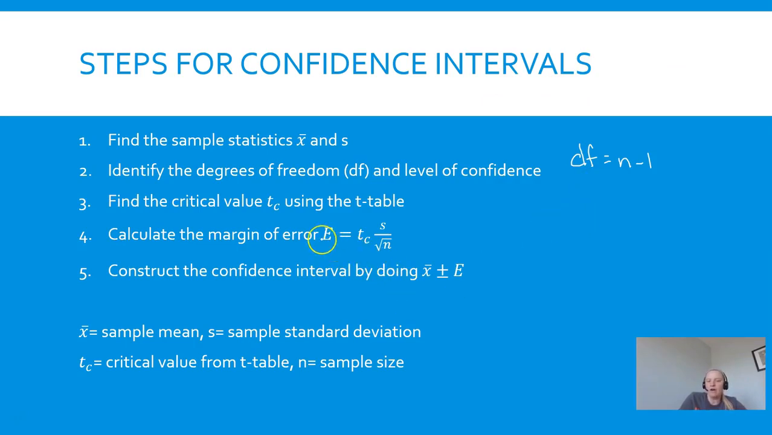Margin of error, almost the same. Instead of z sub c, we have t sub c because we're using the value from the t table, and then it's still standard deviation over the square root of the sample size, n. And then the last step is still the same. We're going to add and subtract our margin of error to get our confidence interval.